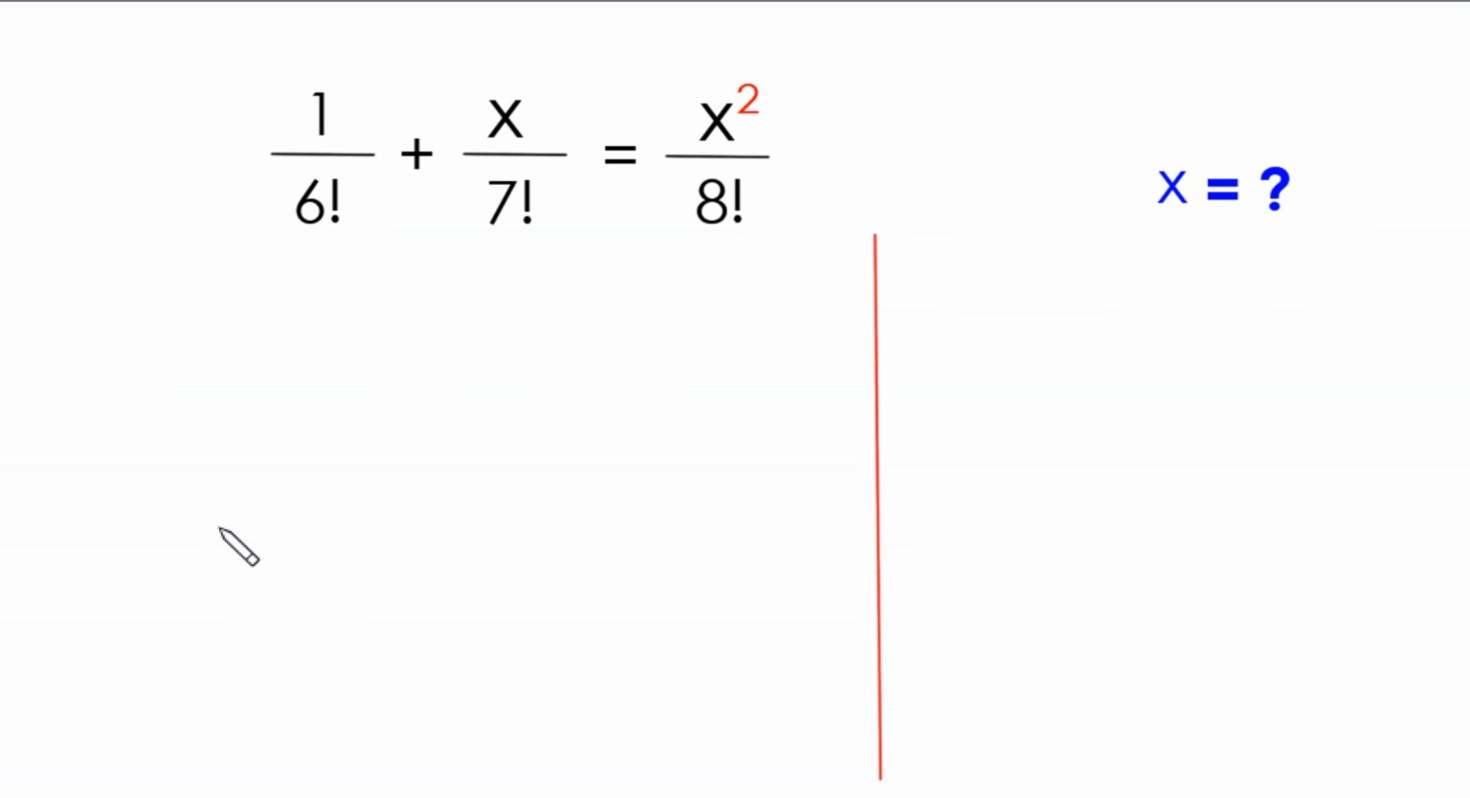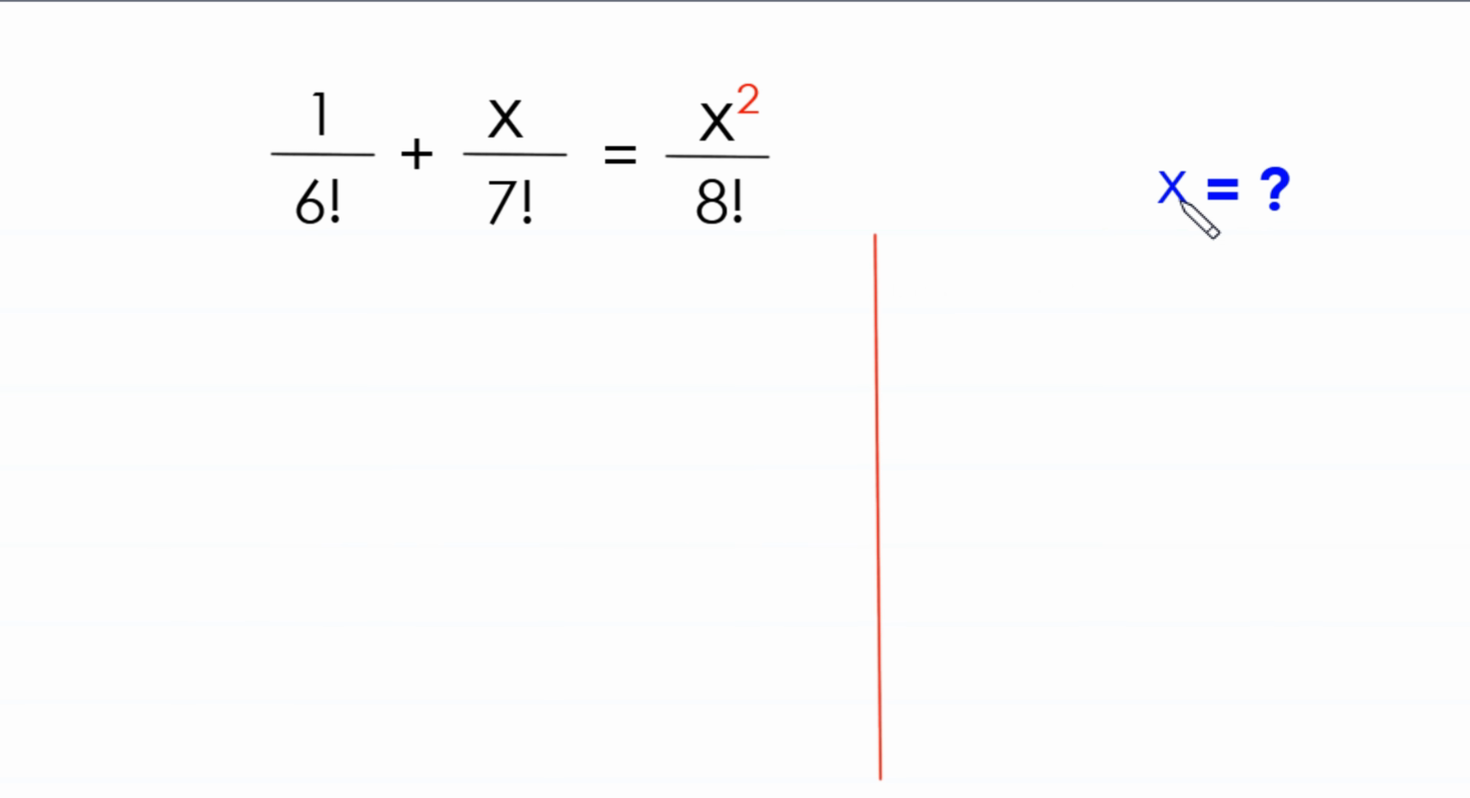Hello everyone, you are welcome to how to solve this very nice factorial equation: 1 over 6 factorial plus x over 7 factorial is equal to x squared over 8 factorial. Our job is to find all possible values of x.